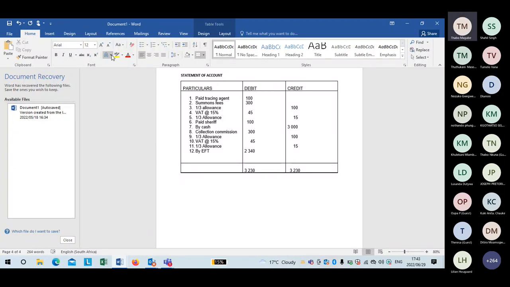And from there, where do you go? Post on ledger. Then you move to the next item. You will see that once you deal with the summons fees, it takes you up until item number five. Because after recording the summons fees, you will also give an allowance. So you go back to the fees journal, where you will debit fees and VAT this time around, and then credit the correspondent, being Nyamsoro attorneys in business.